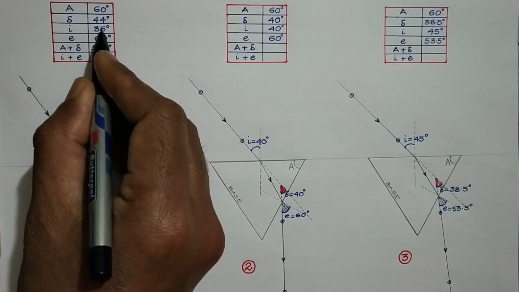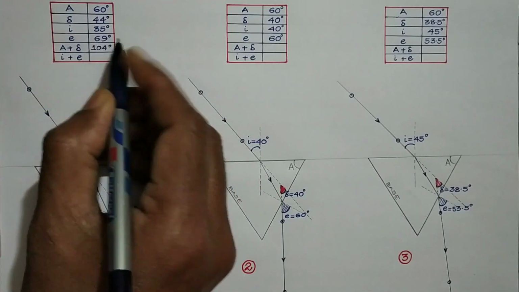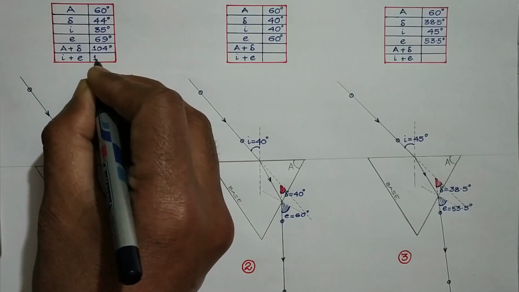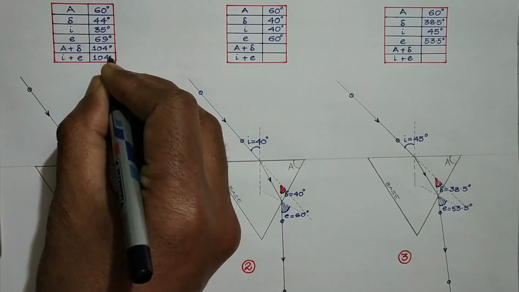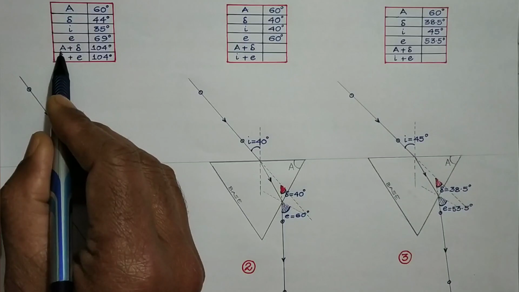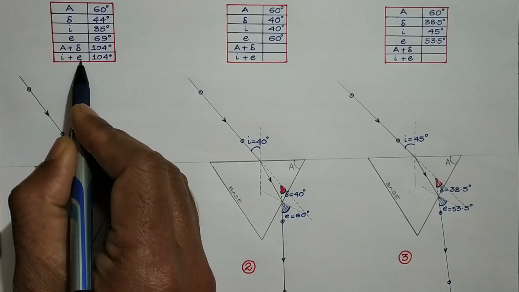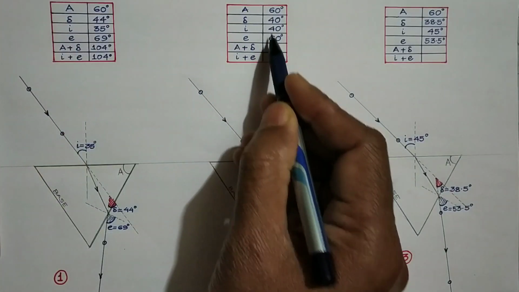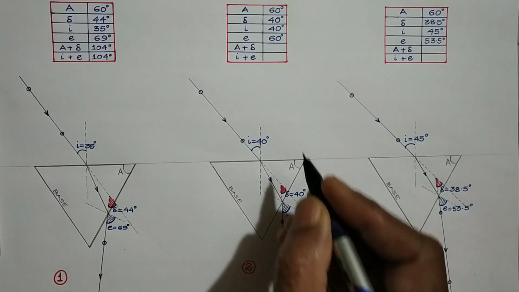I plus E. I is 35 and E is 69. So again I plus E also comes out to be 104 degree. So students, what do you conclude? A plus del is equal to I plus E.